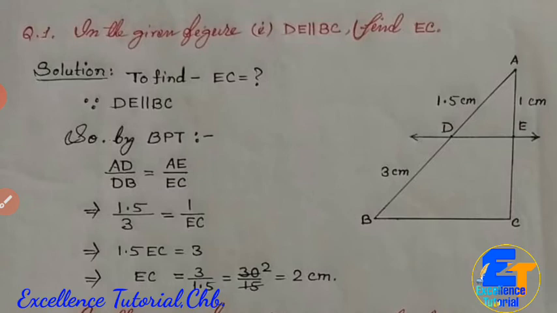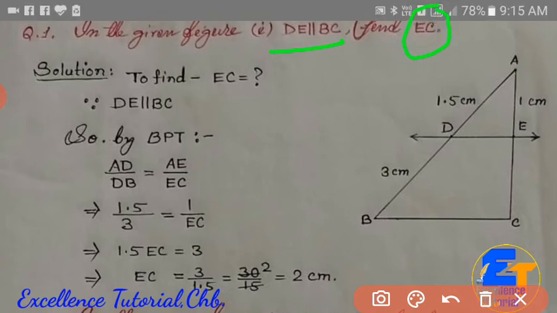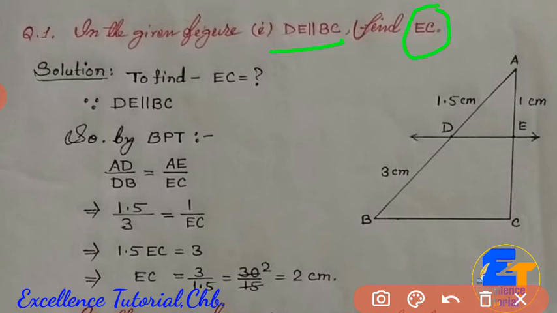Now see the solution of the first question. How I have solved this question, it is very simple and I hope you can easily understand it. In the question it is given that DE is parallel to BC, and we need to find EC. In this regard you can see the figure, already given in the question. This DE line is parallel to BC.